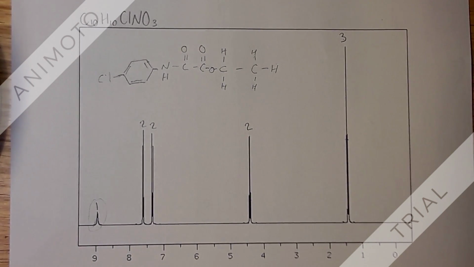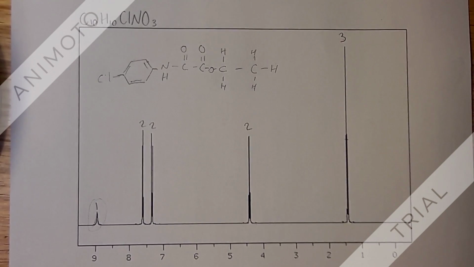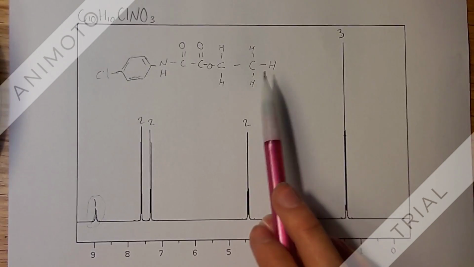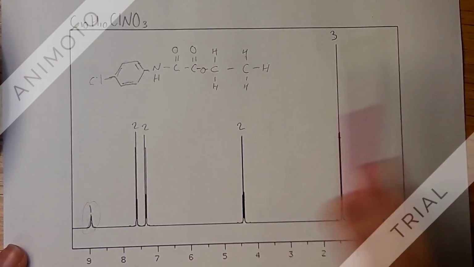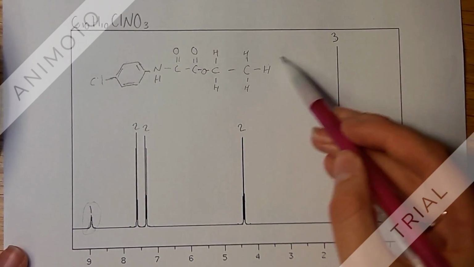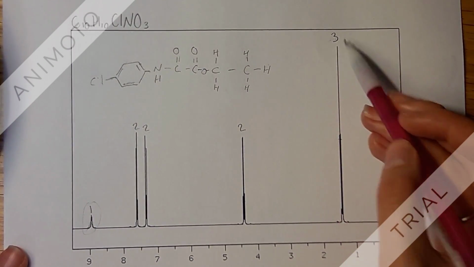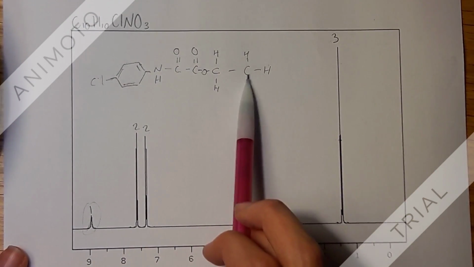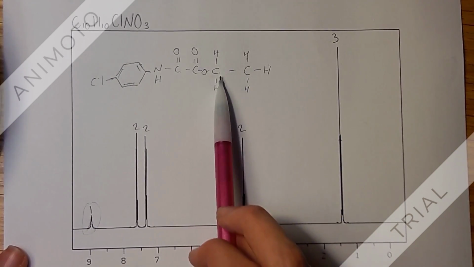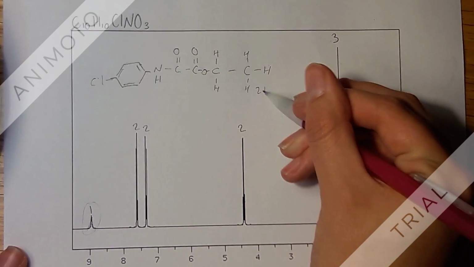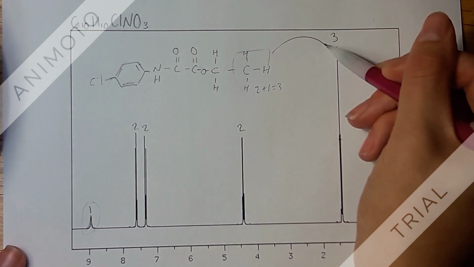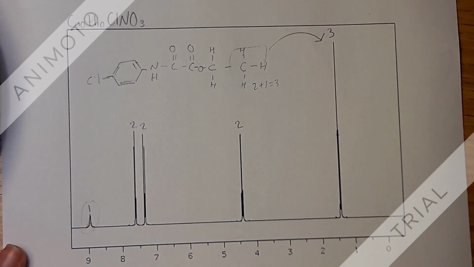Next, we're going to go through and just make sure that the integration and the n+1 rule work for this structure, as well as that it accounts for all of the atoms within our molecular formula. So starting on this side, we have a carbon bonded to 3 hydrogens, which accounts for the integration on this peak right here, which is 3. And this peak also has 3 peaks, which accounts for the n+1 rule. So the carbon next to it has 2 hydrogens, and 2 + 1 is 3, which accounts for the 3 peaks. So these hydrogens right here go to that peak.